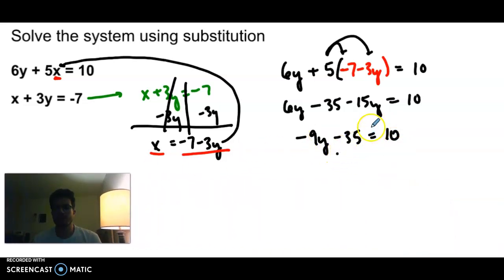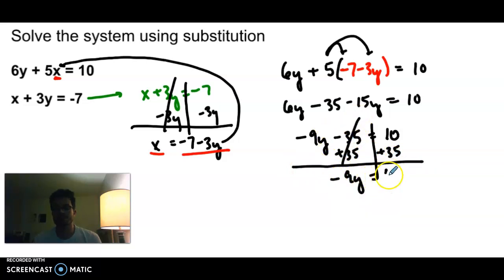We're going to now solve. So we add 35 to both sides. We get negative 9y is equal to 45. And if we divide both sides by negative 9, we get y is equal to negative 5.